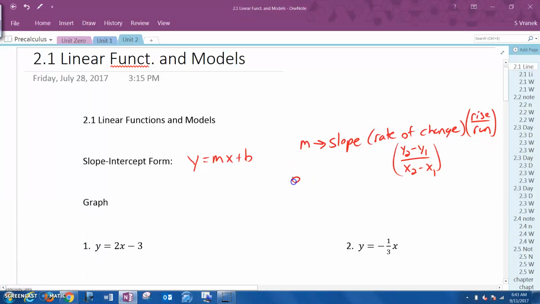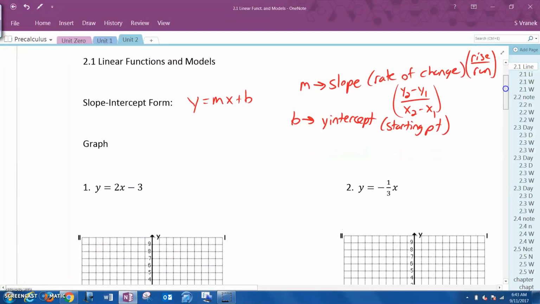The other thing we have here is the letter b. B is the y-intercept, which is also known as the starting point on the y-axis. Okay, so let's start graphing some of these.